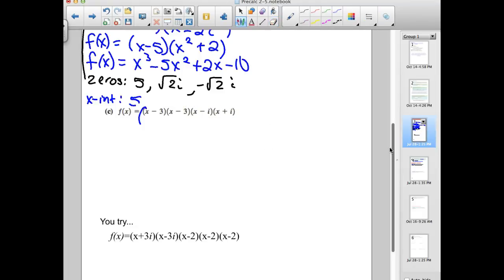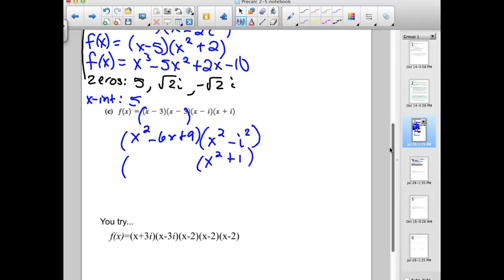All right, so taking those two, x minus 3 times x minus 3 would give us x squared minus 6x plus 9. And when we FOIL x minus i times x plus i, we have x squared, insides and outsides cancel, and minus i squared. But i squared is negative 1, so this becomes x squared plus 1. And then we need to multiply all of this together.